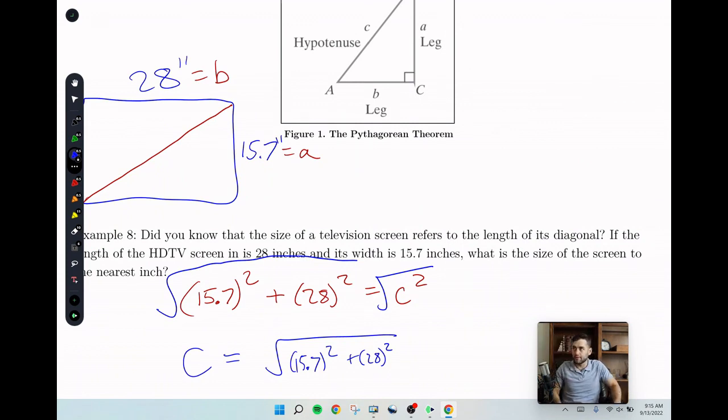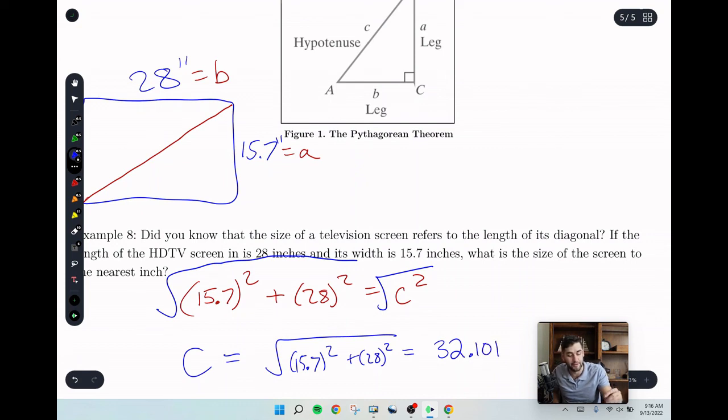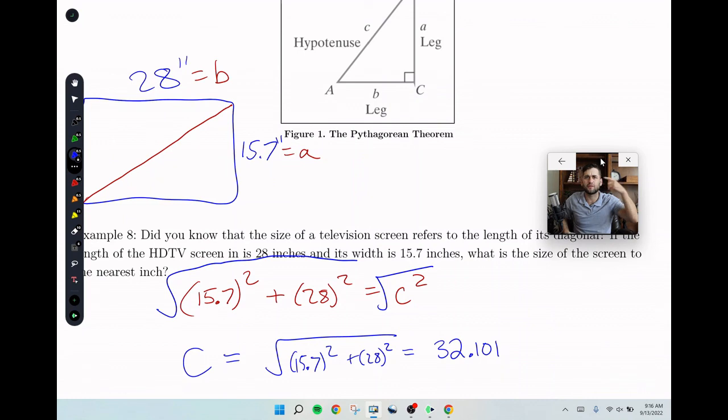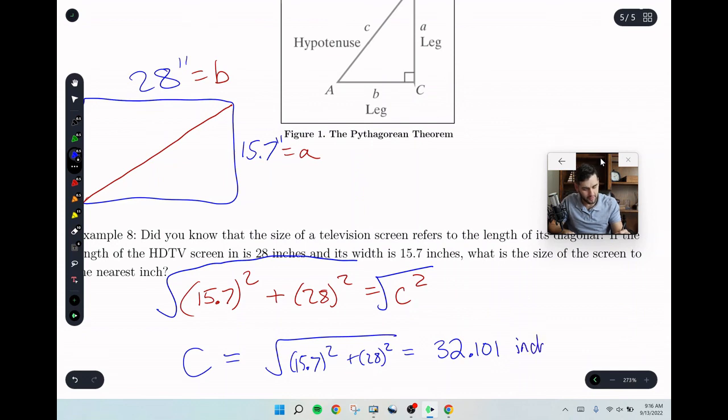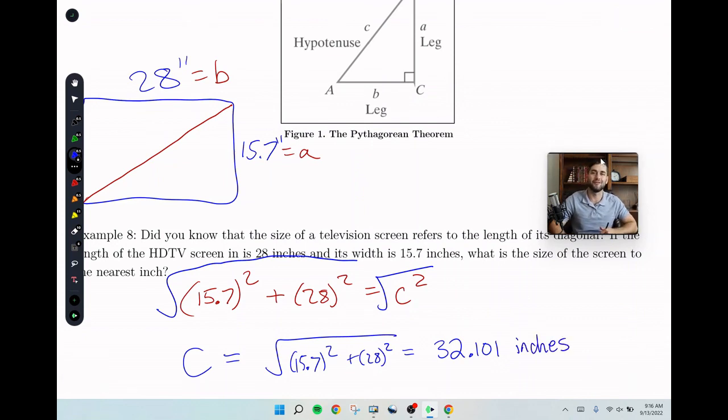So we're looking at the square root of 15.7 squared plus 28 squared. Let's make sure it's typed in all good. 32.1. Anybody else get the same thing? All right. 32, technically 32.101, and it keeps going. So we got ourselves what? What's it measuring? Always good to think about your units. 32.101 inches. Oh, that makes sense. TV screens usually are a 32-inch TV screen.